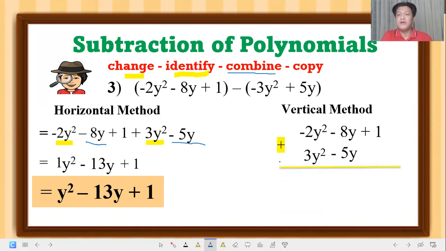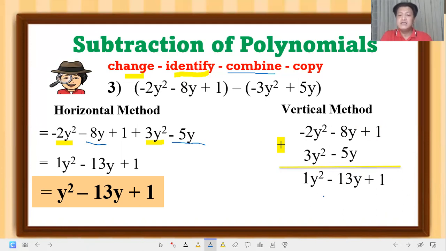Negative 2y squared plus 3y squared, that will become 1y squared. And what is negative 8y plus negative 5y? That is negative 13y. Paano si 1? Okay, so kung wala naman siyang like terms, just simply copy or bring down lang natin.